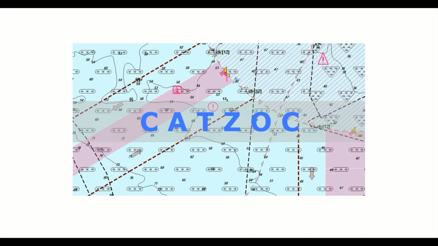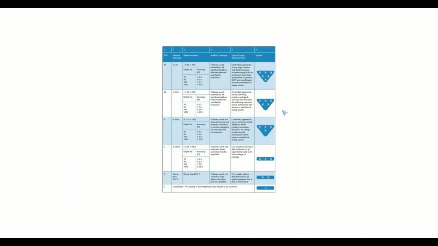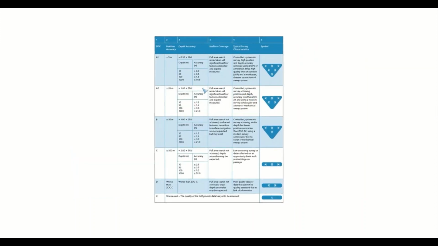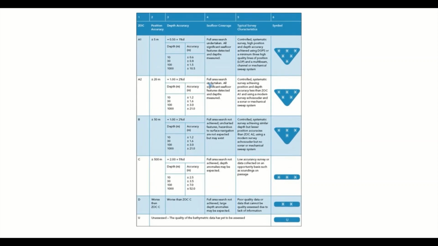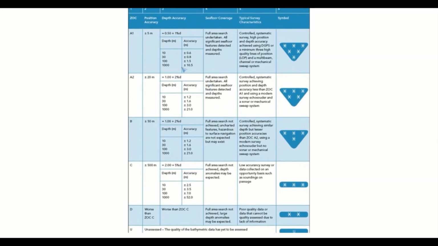This is like an asterisk in an ENC chart. Each ENC has a different kind of CATZOC. Some have an asterisk of 3, others are 6, others are U. So let's have a short discussion about the CATZOC.